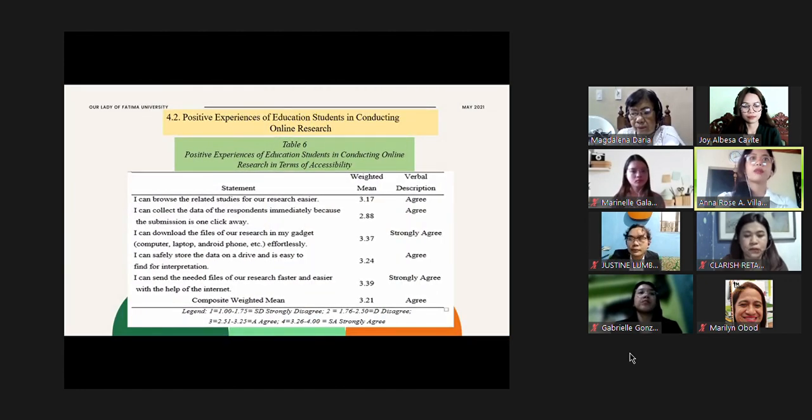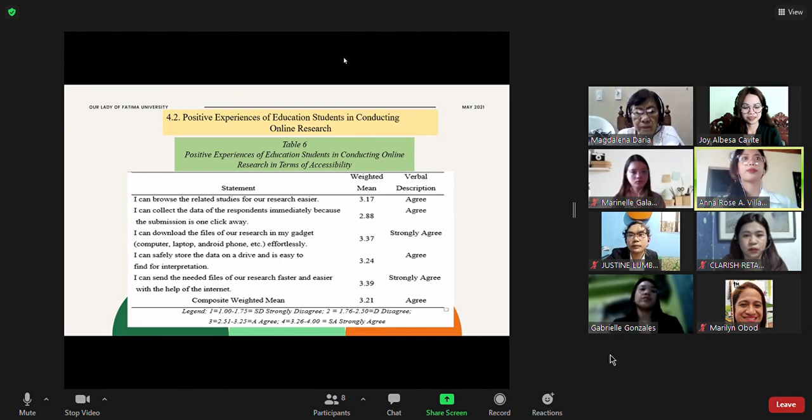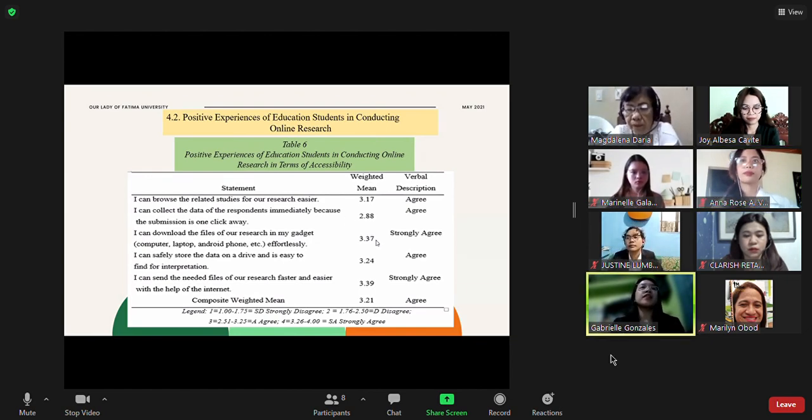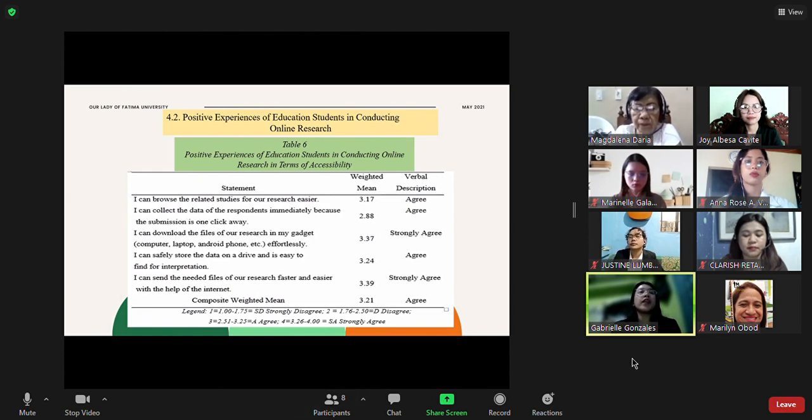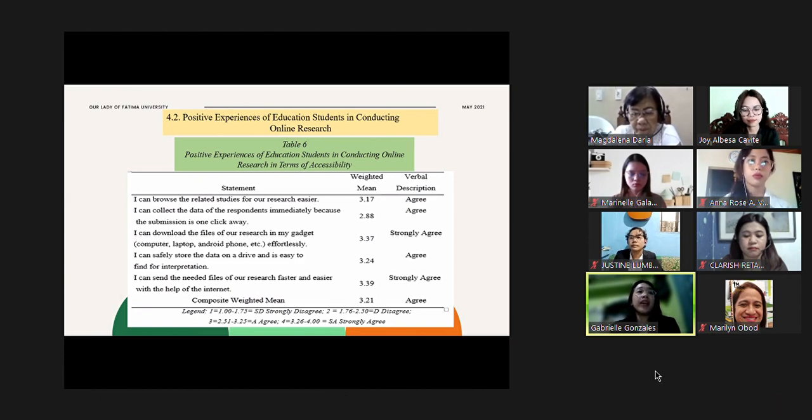Next slides are for the positive experiences. Table 6 is the positive experiences of education students in conducting online research in terms of accessibility. The highest rating in weighted mean is 3.39, where they strongly agreed that they can send the needed files of their research faster and easier with the help of the internet. The lowest rating in weighted mean is 2.88, where they agree that they can collect the data of the respondents immediately because the submission is one click away. The composite weighted mean in terms of accessibility is 3.21, and the verbal description is agree.